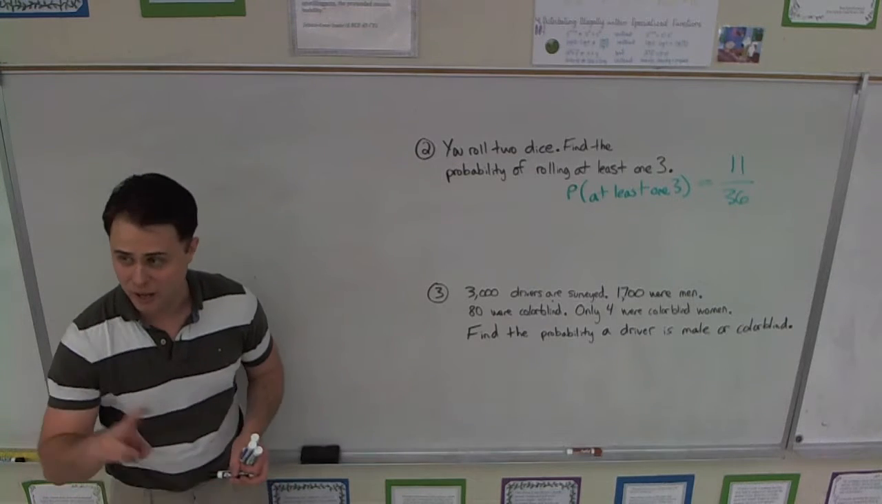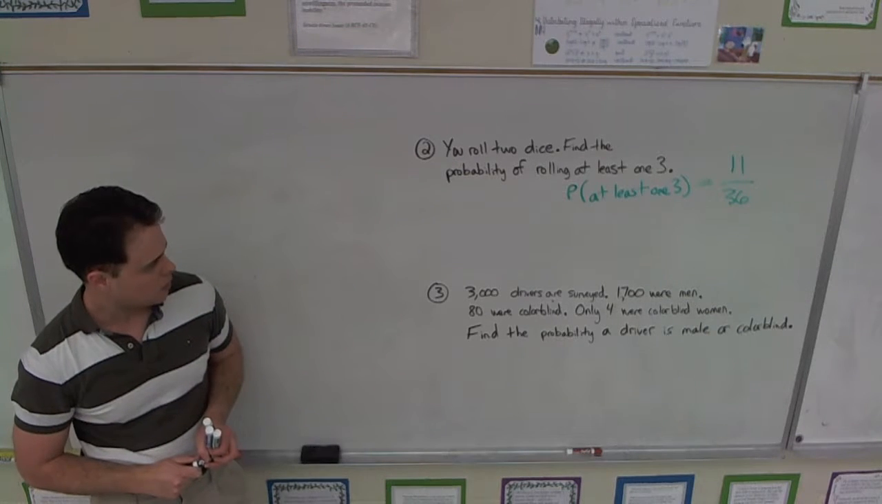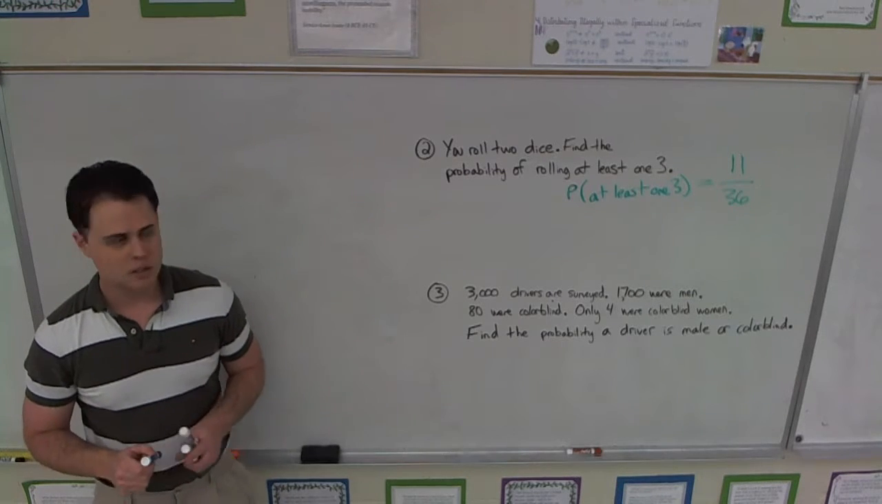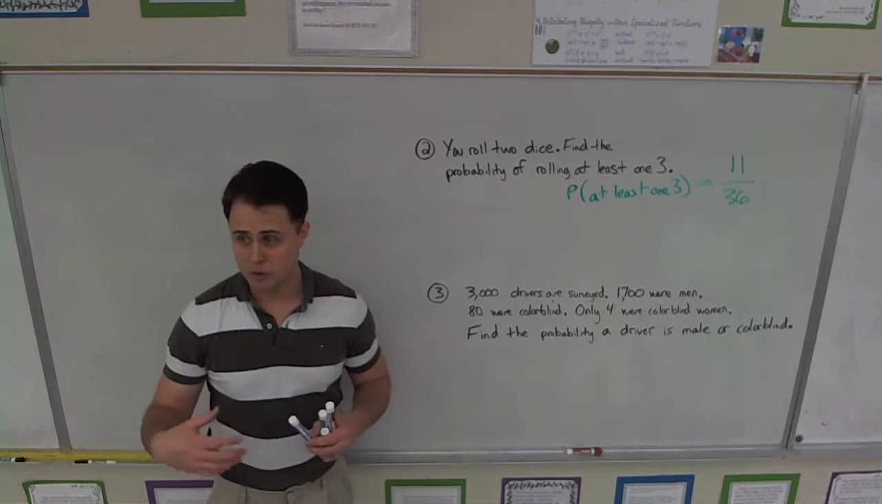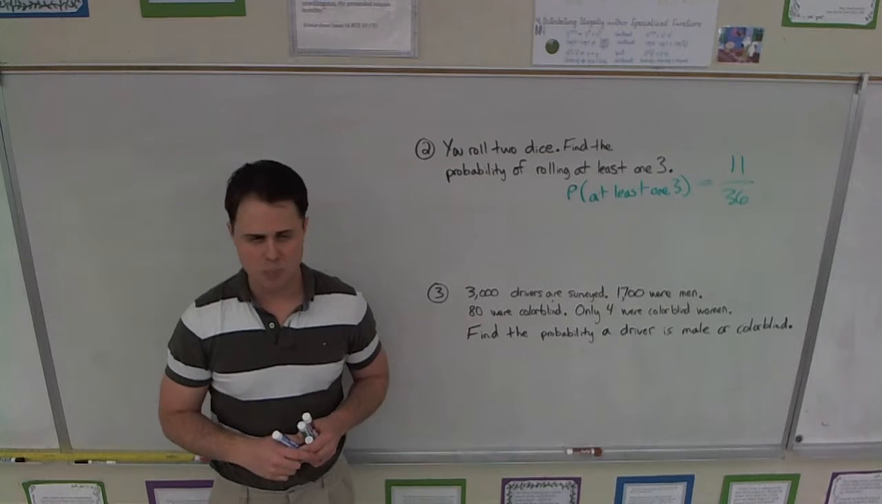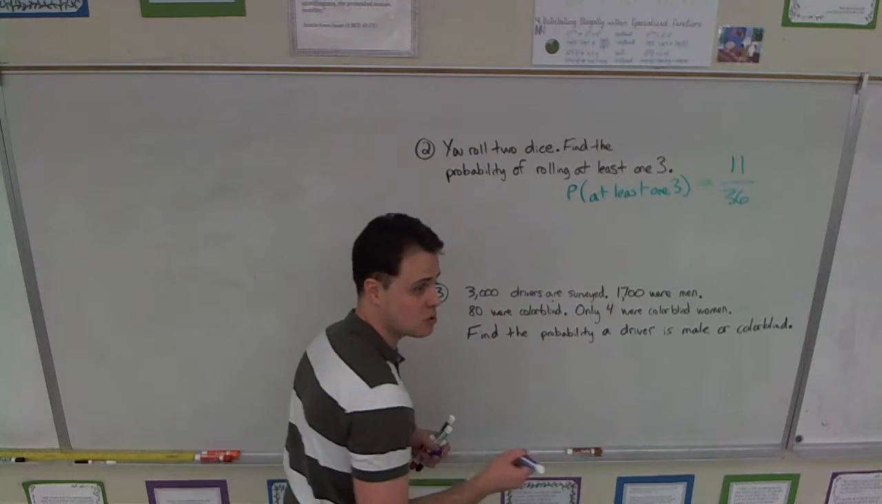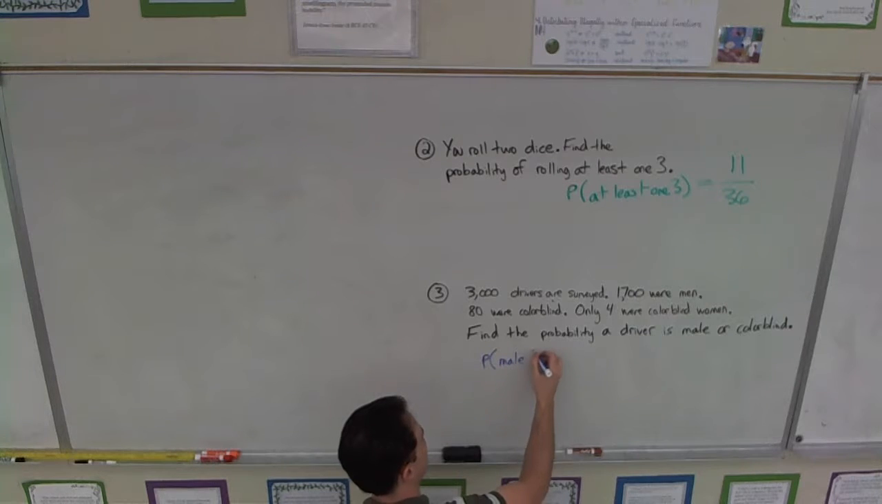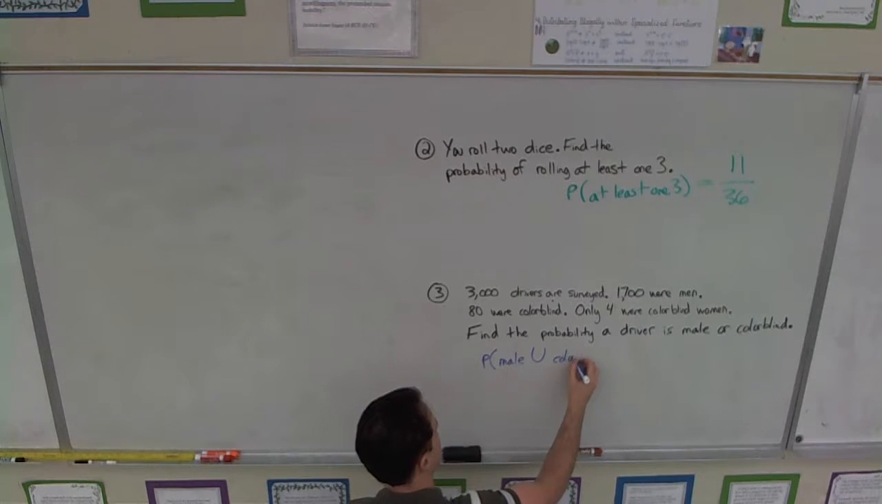So I added the word "and" there. They want us to find the probability a driver is male or colorblind. Now, in a problem like this, you could totally do it with the rules, just like we learned. I think a picture is a nice aid, though, but let's just start it out. So probability, we want a chance that they're a man or that they're colorblind.